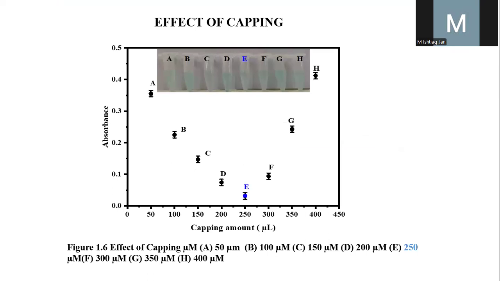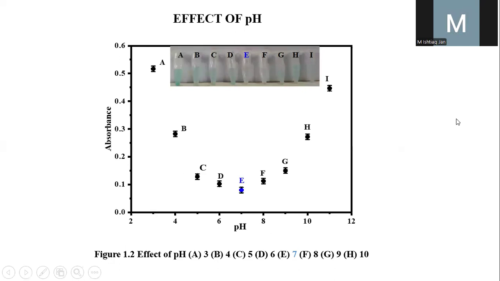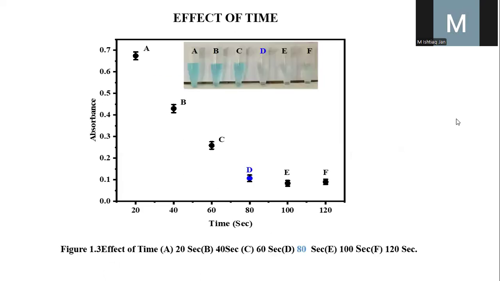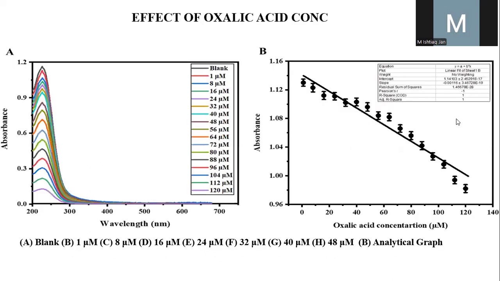This is the effect of capping, and you can see here that 250 microliters of acetic acid capping with the nanoparticle produced good results. Here you can see that the best pH at which it functions is 7, and the time it takes to complete the reaction is 60 seconds.